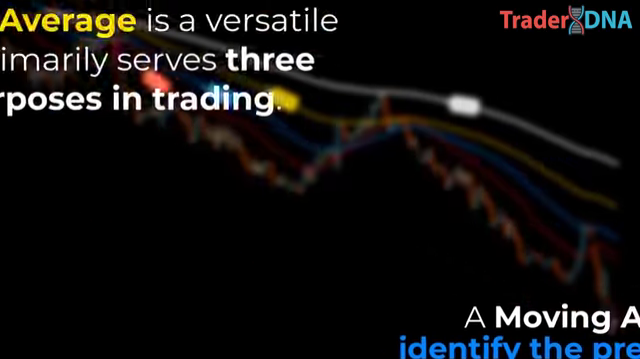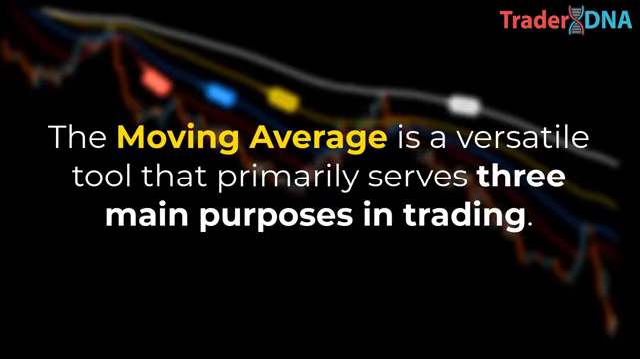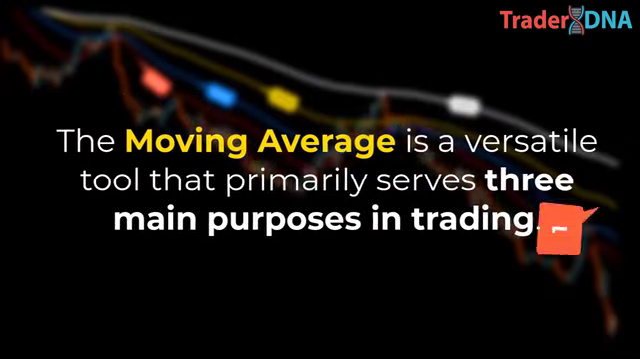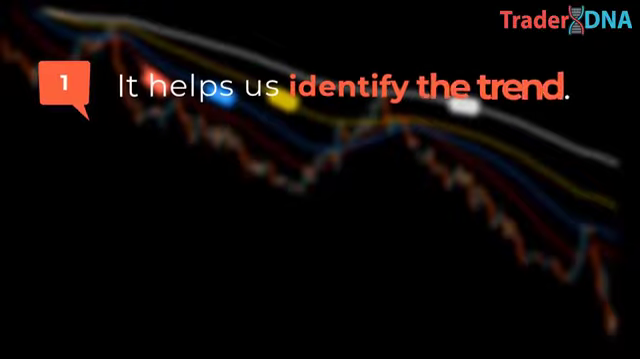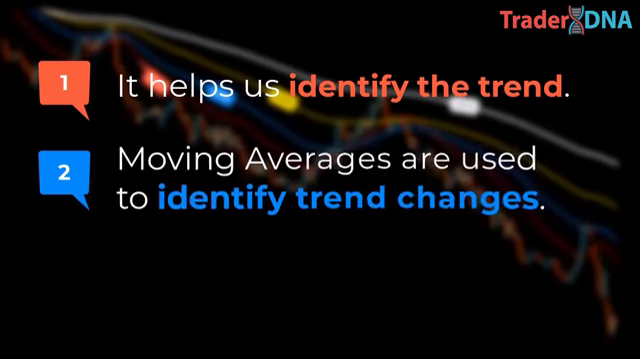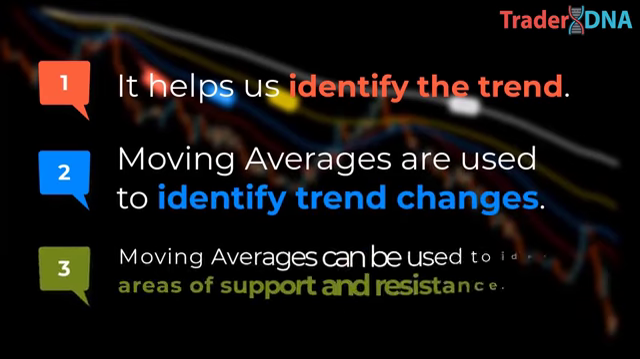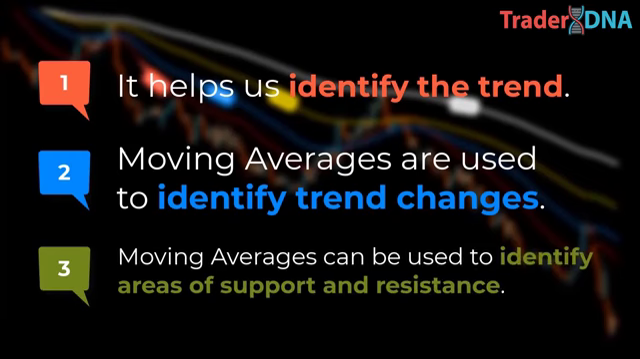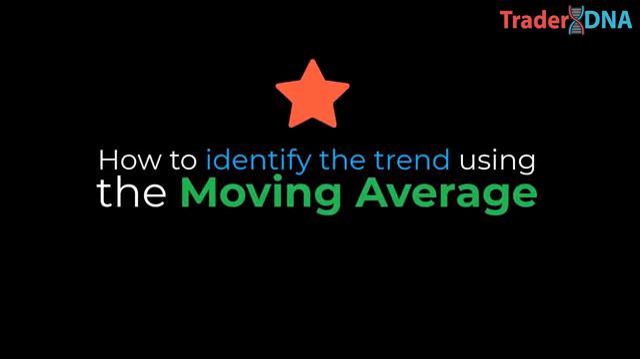The moving average is a versatile tool that primarily serves 3 main purposes in trading. First, it helps us identify the trend. Second, moving averages are used to identify trend changes. Third, moving averages can be used to identify areas of support and resistance. These 3 uses of the moving average are critical for making more informed decisions and improving your overall trading strategy. Let's begin by understanding how to identify the trend using the moving average.